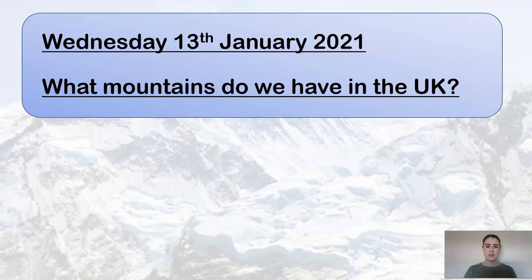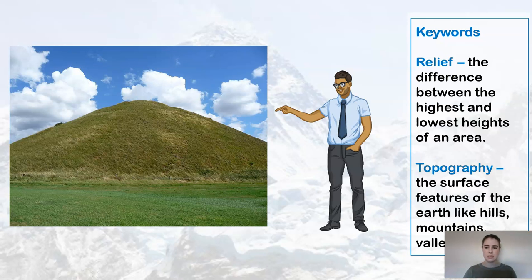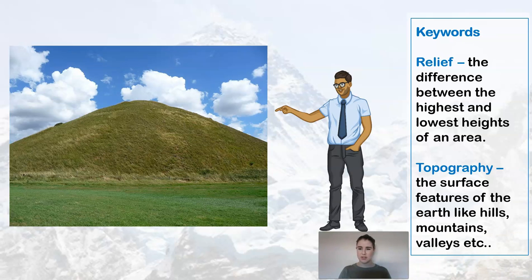So today we're going to be looking at what mountains we have in the UK, but before we do that we're going to have a look and recap of using our map reading skills so we know how to identify mountain ranges or hills within a map. So this is going to be a little bit of a recap on map skills that you might have done in previous year groups. So I'm going to move my beautiful little face so you can read this.